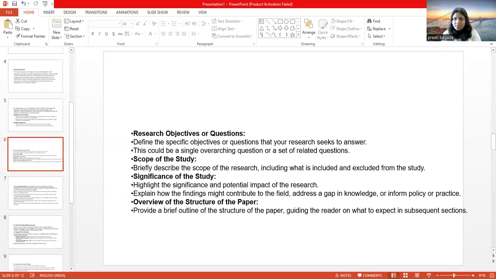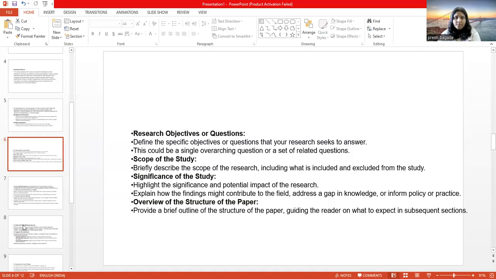Second is the scope of the study. Briefly describe the scope of the research, including what is included and excluded from the study. Again, you have to write the significance of the study. Highlight the significance and potential impact of the research. Explain how the findings might contribute to the field, address a gap in knowledge, or inform policy or practice. Again, you have to write an overview of the structure of the paper. Provide a brief outline of the structure of the paper, guiding the reader on what to expect in the subsequent sections.